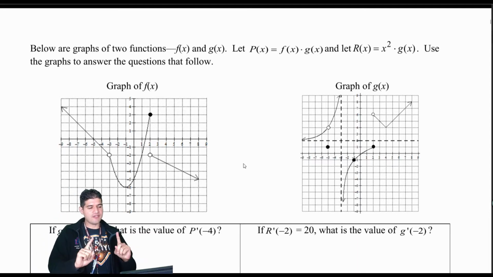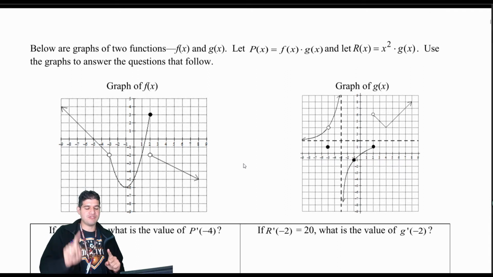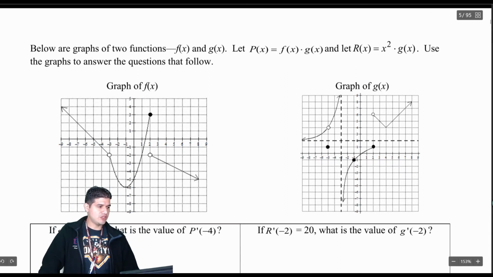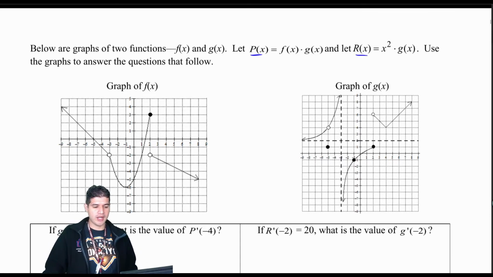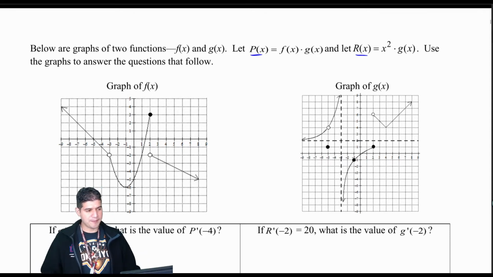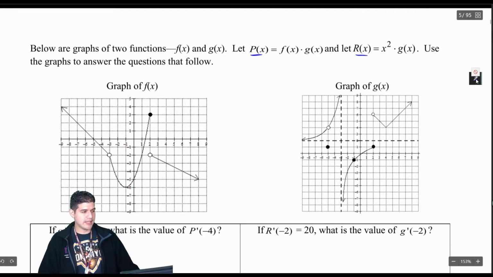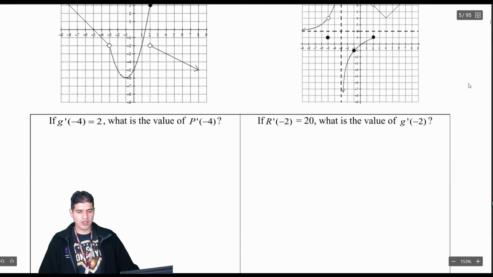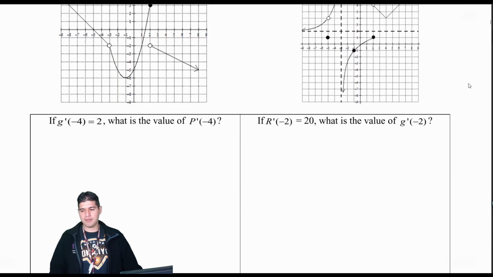So here we have two graphs. We've got the graph of f of x and g of x, and we also have two functions. We have p of x and r of x, and those are going to be super important as we start to go through some of these problems. All right, so take a second to look at what those are doing and how we're going to use those. But so we're looking here first at g prime of -4 equals 2. What is the value of p prime of -4?